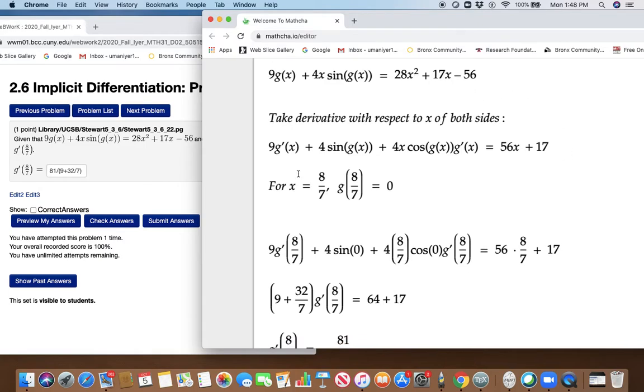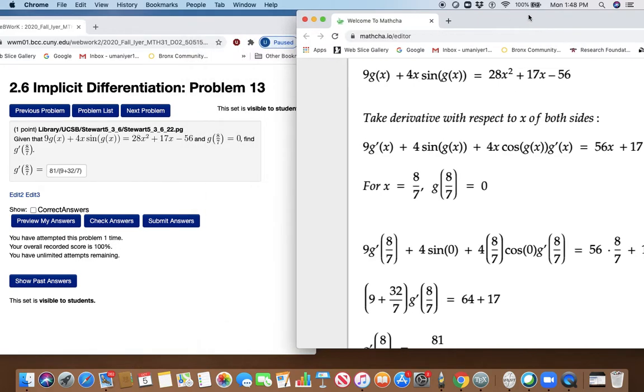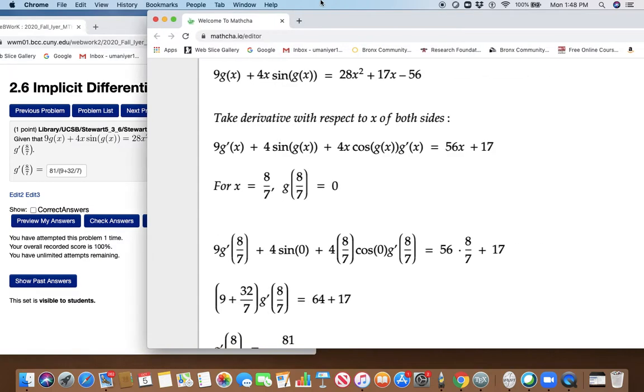Now plug in x equals 8 over 7. We are told g of 8 over 7 is 0, so I need to use both pieces of information. 8 over 7 for x, 8 over 7 for x, everywhere.